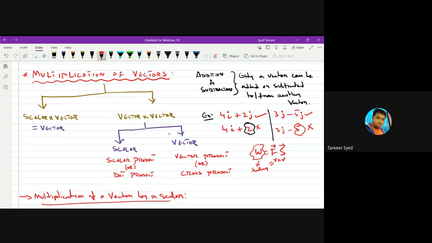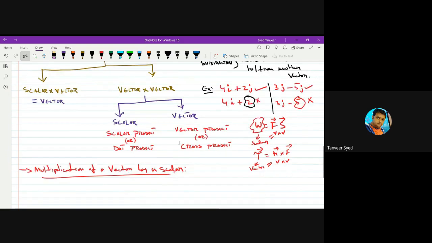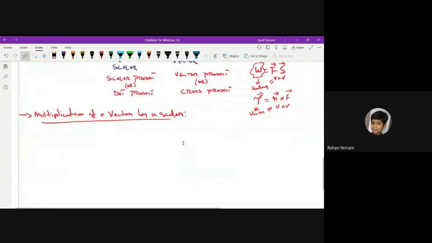We have something else called torque, which you get in rotational motion. It is defined as the product of position vector and force. Position vector is a vector, force is a vector. When you multiply these two, you get a physical quantity called torque, and this torque is a vector. So when one vector is multiplied by another vector, the resultant is a vector. Okay, sir. Thank you, sir.